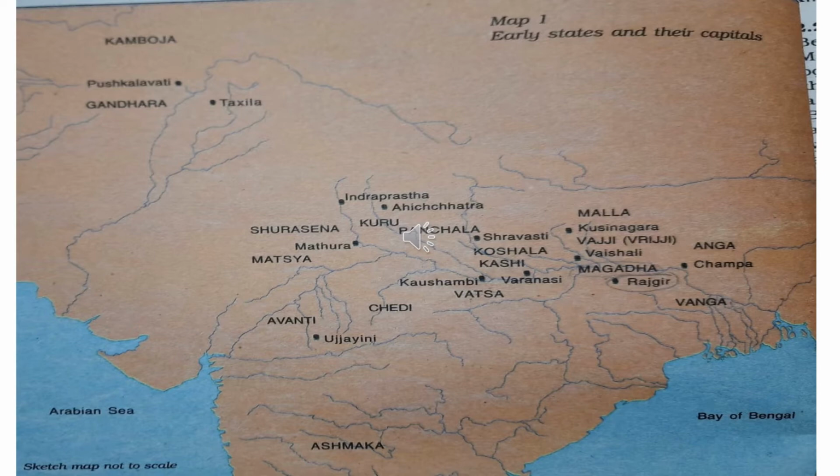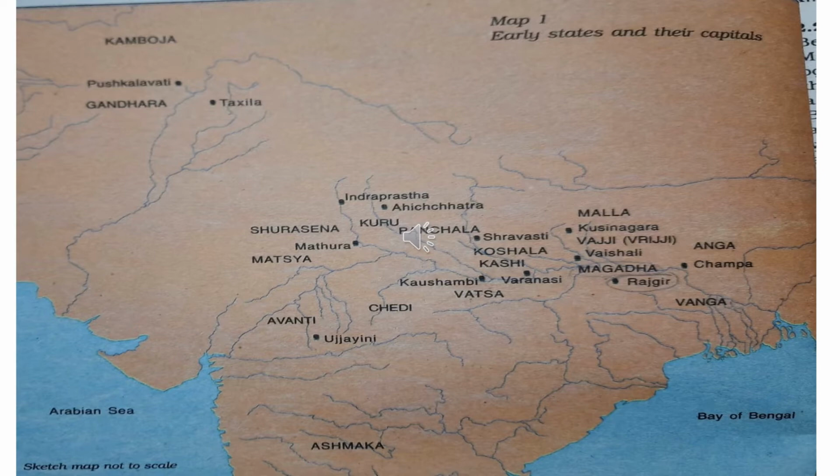Third is Kashi. Kashi's capital was Varanasi. Why Varanasi? Because Varanasi is situated at the confluence of two rivers named Varuna and Asi. That's why it is called Varanasi. Then we see number 4 as Vatsa. Vatsa's capital was Kaushambi, which is presently located in Allahabad.